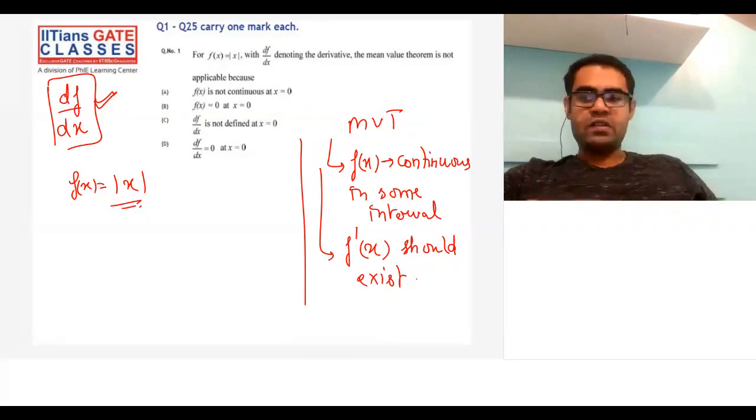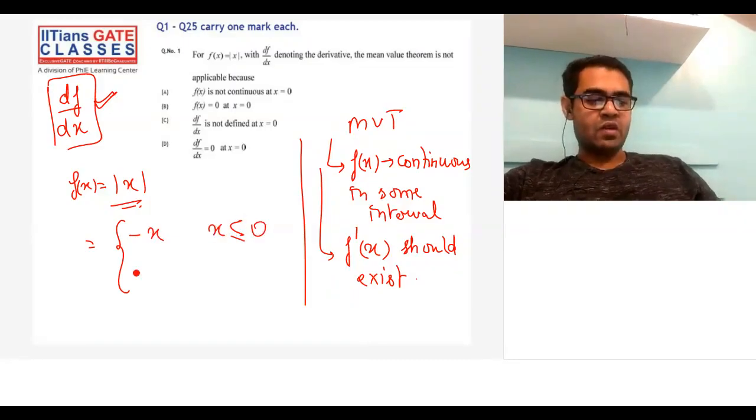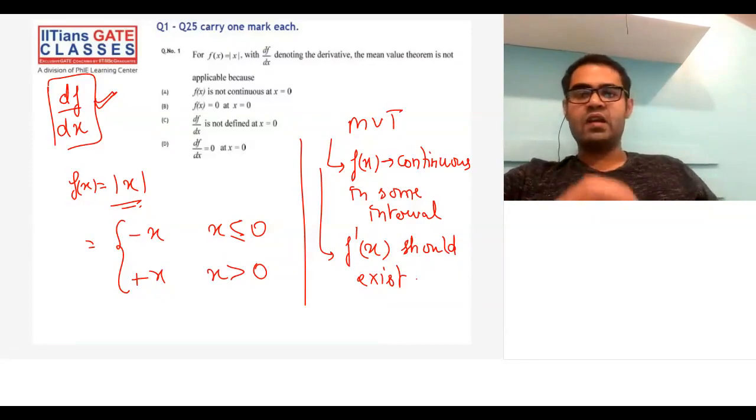So let's try and analyze what this function looks like. If I write the piecewise definition for mod x, it turns out to be minus x if x is less than or equal to 0, and plus x if x is greater than 0. The equality sign can be added anywhere, it won't matter much.